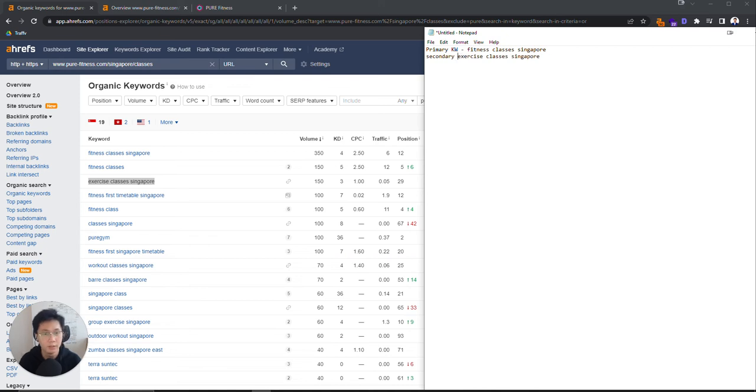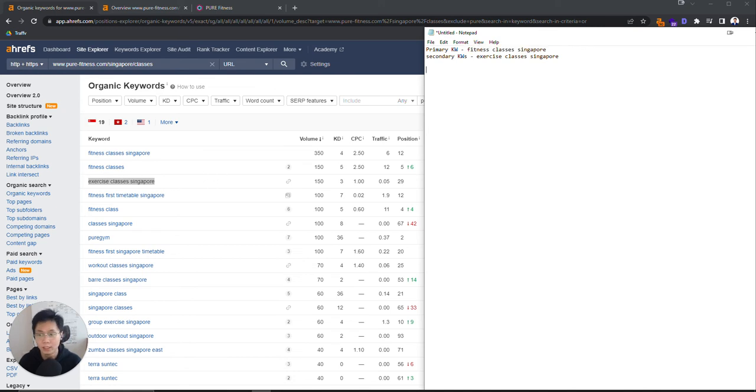Okay, so my secondary keyword is exercise classes Singapore. The reason why I'm not listing fitness classes is because you can see the primary keyword already has fitness classes, which means whatever I do, I will be targeting fitness classes already, because my primary keyword already includes the secondary keyword.